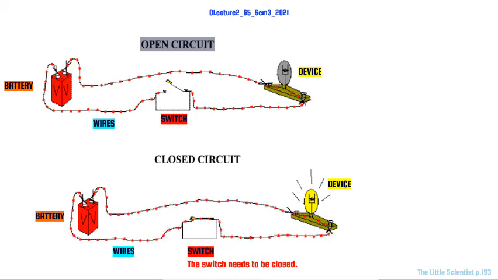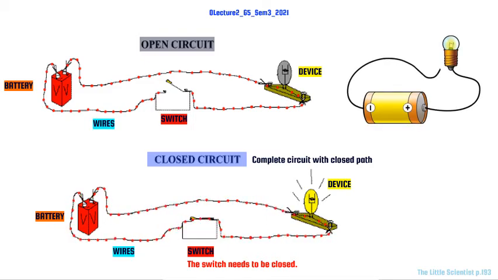The switch needs to be closed. When you close the switch, electricity flows around the circuit. If there is a break anywhere in the circuit, electricity cannot flow. So in the second circuit, the switch is closed, it is on. So this is where electricity can flow. Electricity flows in complete circuits with closed loops.